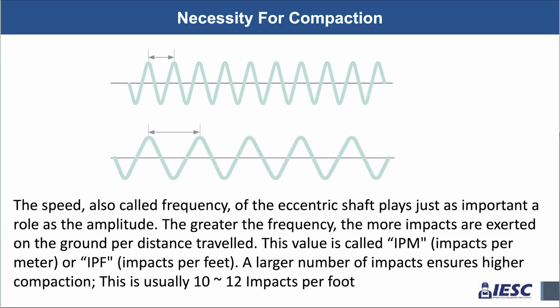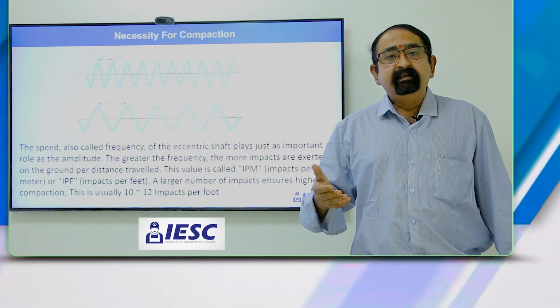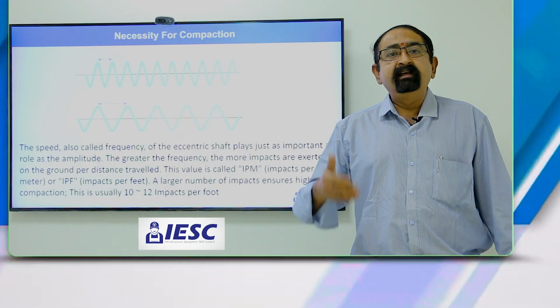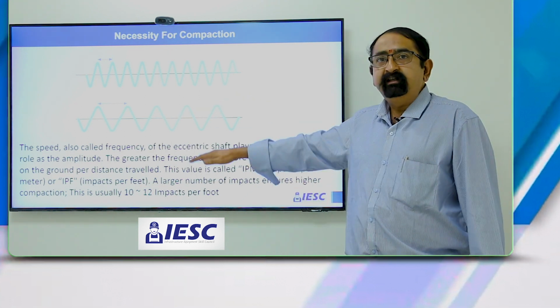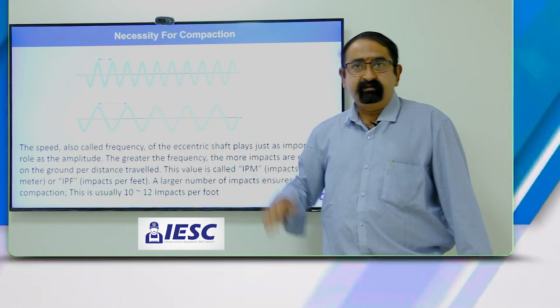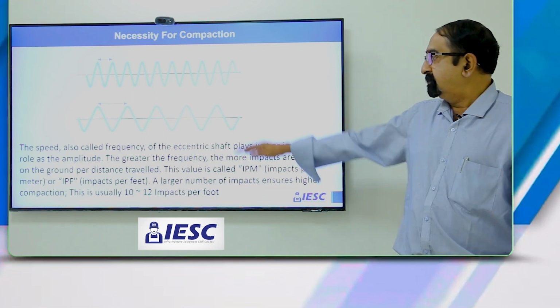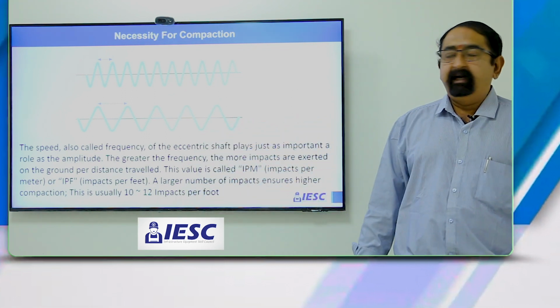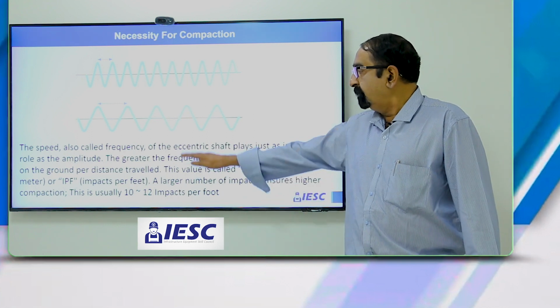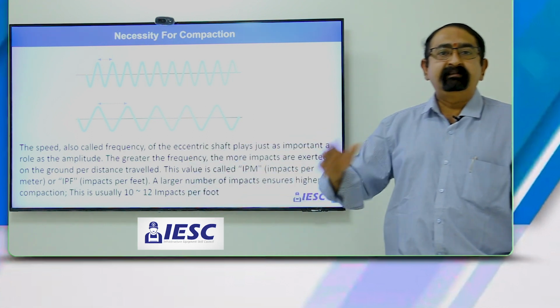So what is the necessity for compaction? The frequency is very important for us. We say high frequency and low frequency, but how do you set this frequency? Setting of this frequency is known as impact spacing. In other words, when the drum is bouncing and traveling along the surface to be compacted, the impacts are usually 10 to 12 impacts per foot, which is optimum. And during this stage, the number of times the drum is bouncing is known as the frequency.